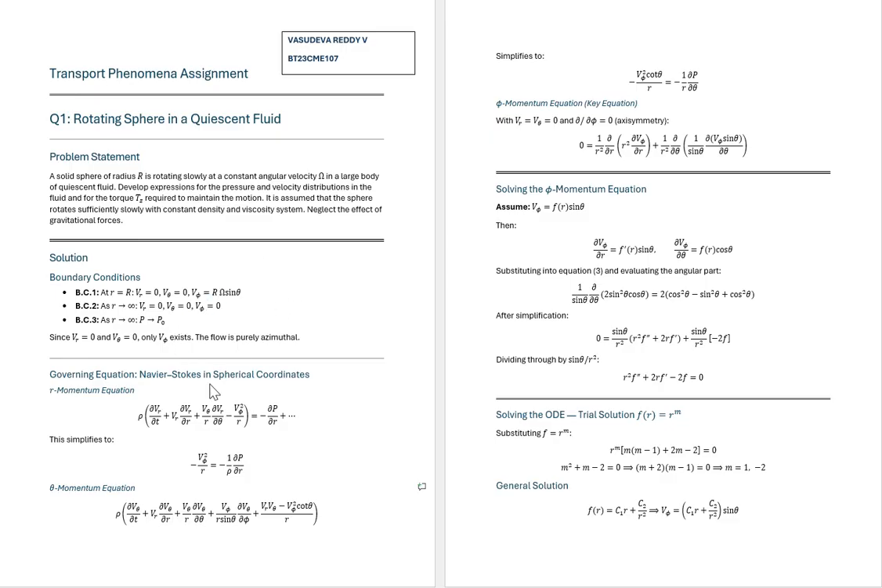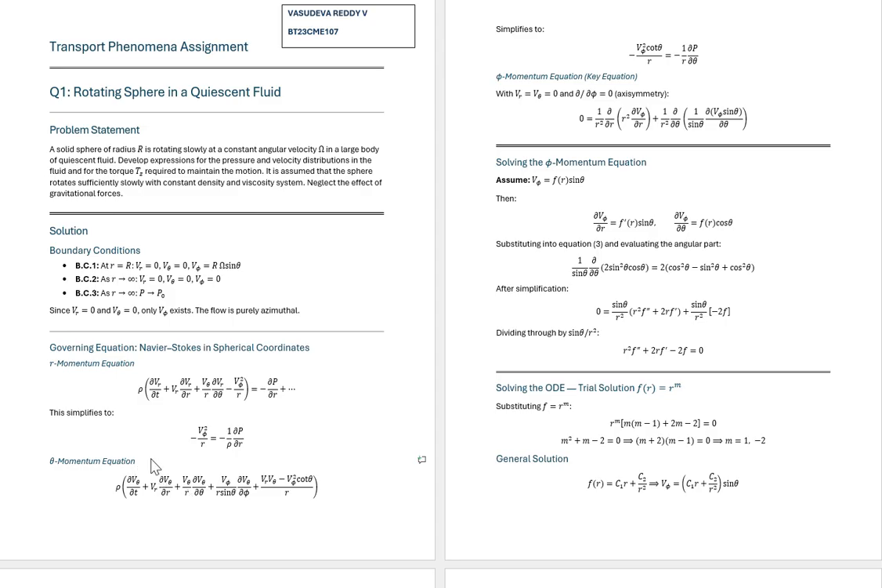So coming to the Navier-Stokes equation in spherical coordinates for a system of constant density and viscosity, solving for the r momentum equation, dVr by dt tends to 0 as the system is in steady state, and this is 0 because Vr doesn't exist, and this also doesn't exist because Vr equals 0. Similarly, coming to the right hand side, minus dp by dr plus mu into viscous terms. All these viscous terms are eliminated, and this finally simplifies to this.